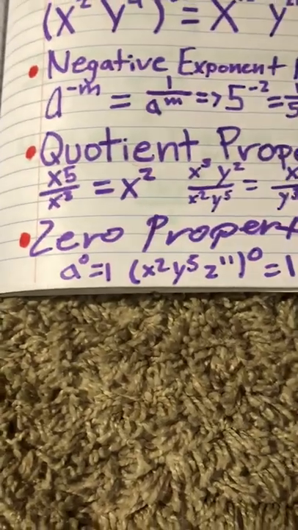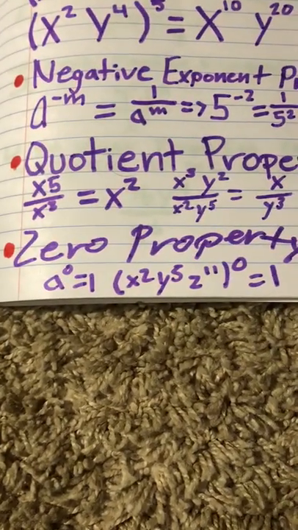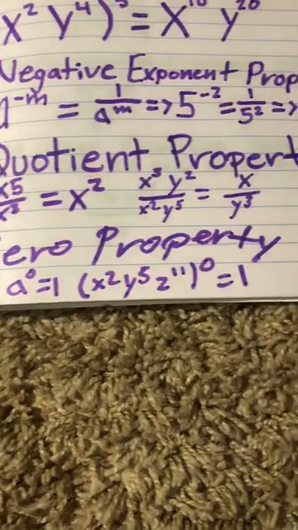The zero property is a simple one. The zero property says that any number raised to the 0 power equals 1, no matter how many numbers are in it.